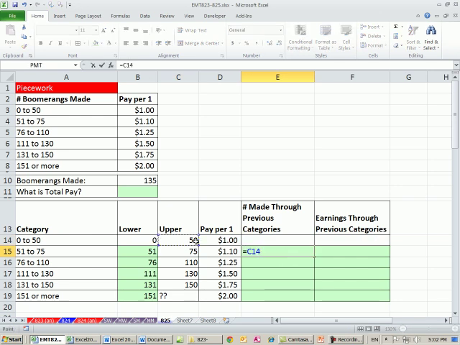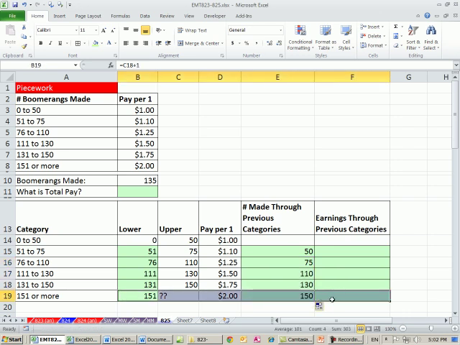So I'm going to say, hey, that's the number made from the previous category. Cumulative, right? So when I get to this line, the question is, how many have I made through all the previous categories? It's always going to be the upper limit from the earlier one. So we come down to here. When I get here, I need to ask the question, how many did I make through all the previous categories? There it is. Now we can calculate our earnings through previous categories.